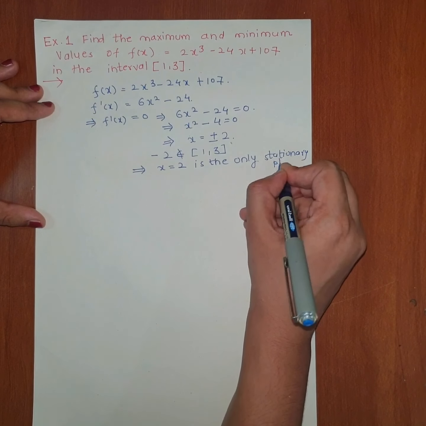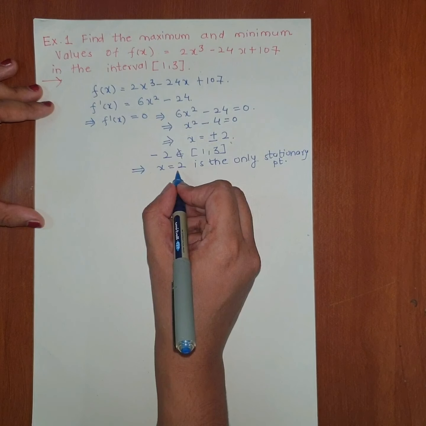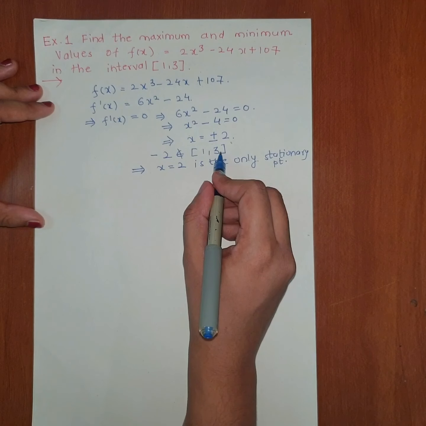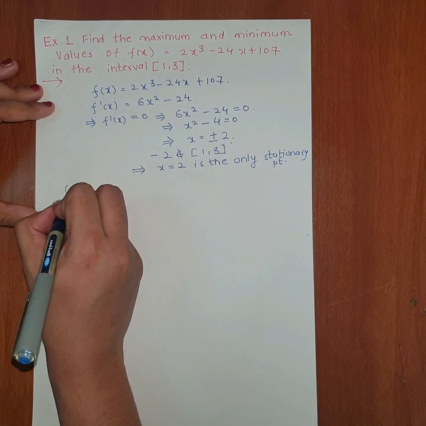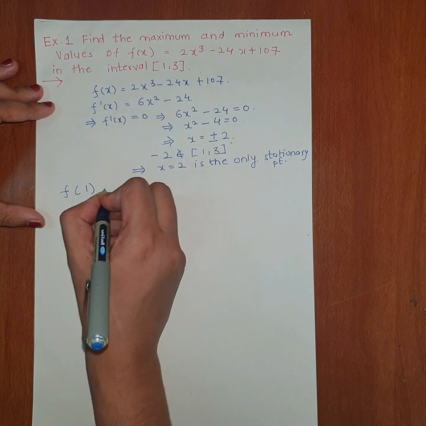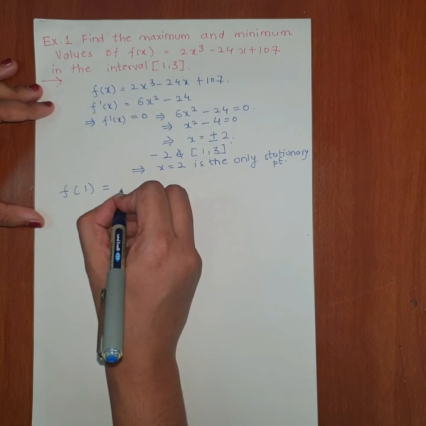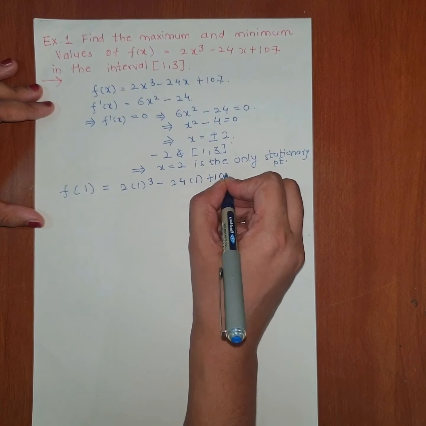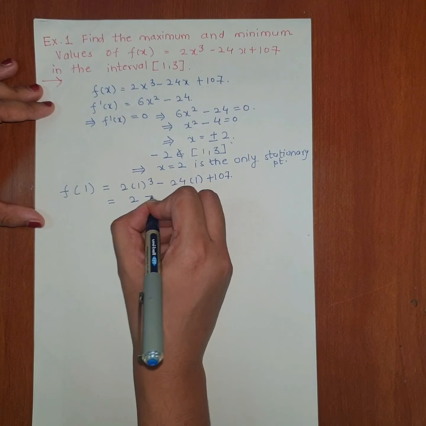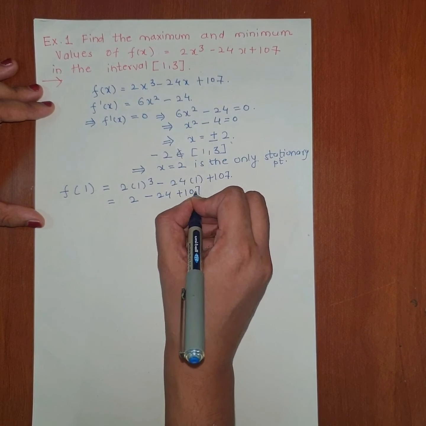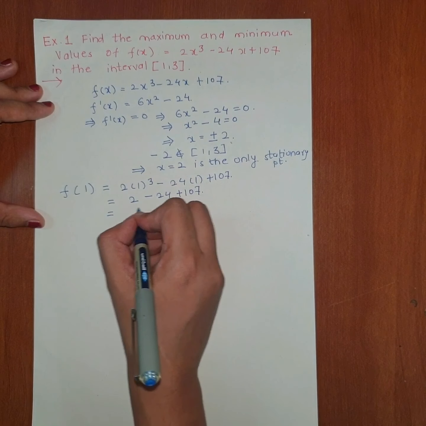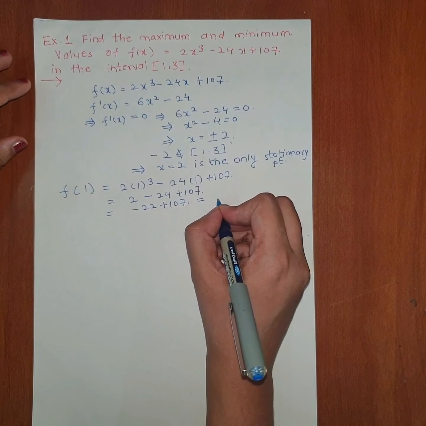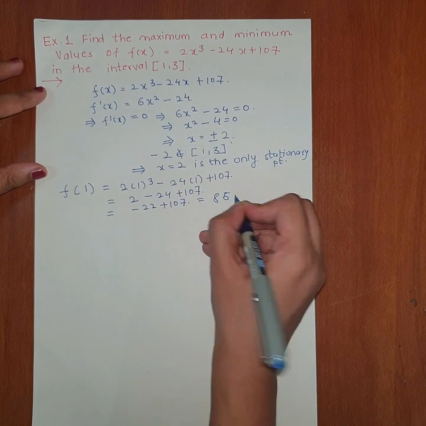Now we check the value of function at the points x equal to 2, x equal to 1 and x equal to 3. So let us check the value of function at point x equal to 1, which is equal to 2 into 1 cube minus 24 into 1 plus 107, which is equal to 2 minus 24 plus 107, which is equal to minus 22 plus 107, and which is nothing but 85.